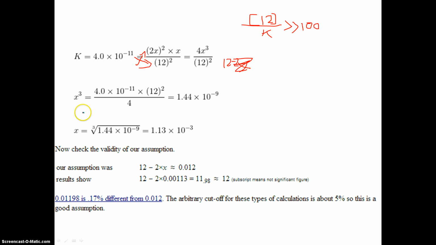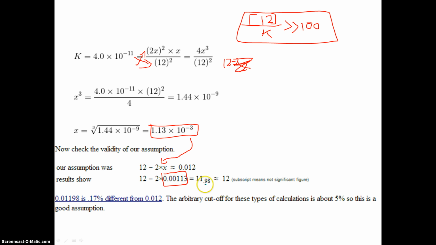and here, and you get an x value, after you cube root it, of 1.13 times 10 to the negative 3, which is roughly 0.00113, which is really small. Now we made an assumption here that because this value was greater than 100, we could drop x. If we substitute x back into the original equation, we'll notice it doesn't really change much. Okay, so we have 12 minus 2x, x here being 0.00113. We get 11.98, which is honestly close to 12. That's close enough. We have a difference of 0.17%.